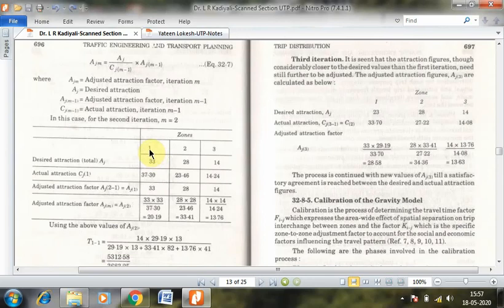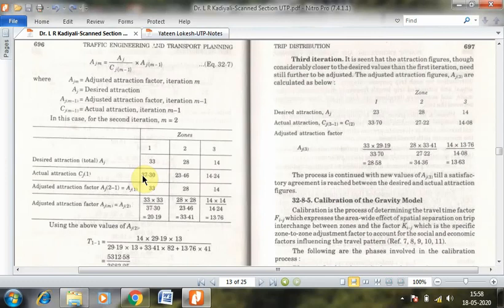So to do this, you will have to have a table like this, wherein you will have the zones, zone 1, 2 and 3, and then the desired attraction totals, that is the Aj values, which would be given in the problem. For zone 1, Aj is 33, for zone 2 it is 28, and for zone 3 it is 14. These would already be available in the question or in the problem.